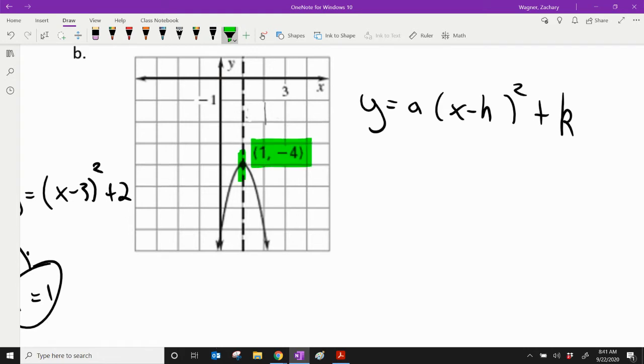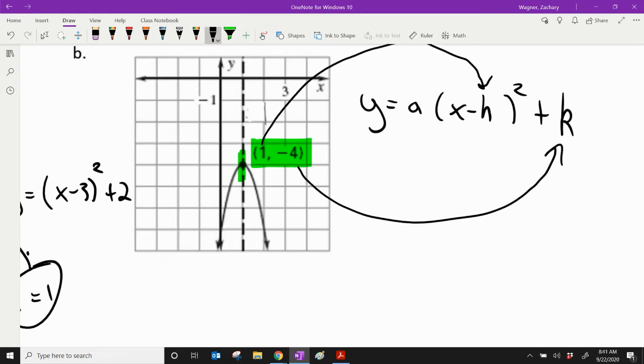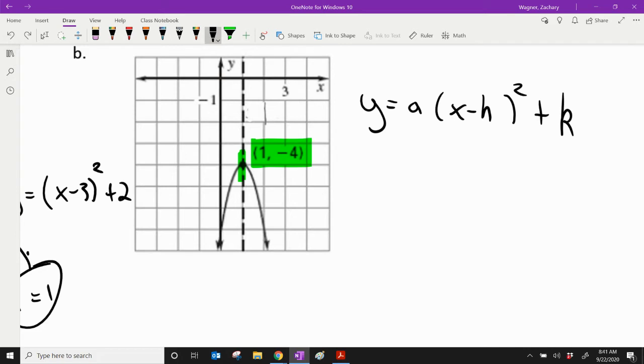Luckily, once again, we are given a vertex. When you're given your vertex in vertex form, make sure to plug in the x value of your vertex into h, and the k value, the y coordinate of your vertex, into k. Those values go right there. That becomes y equals a times x minus 1 quantity squared, -4 goes right there.